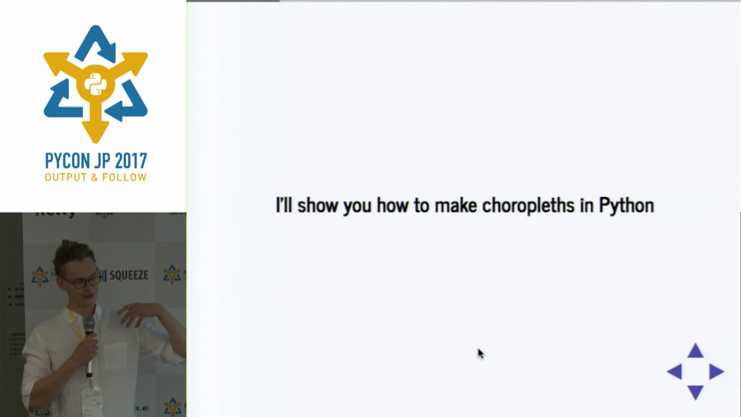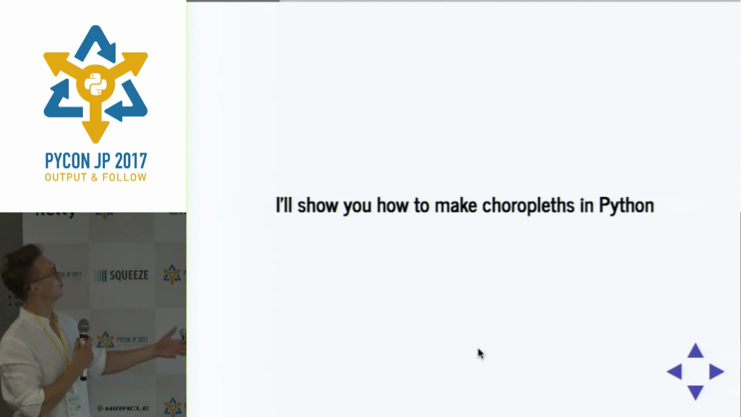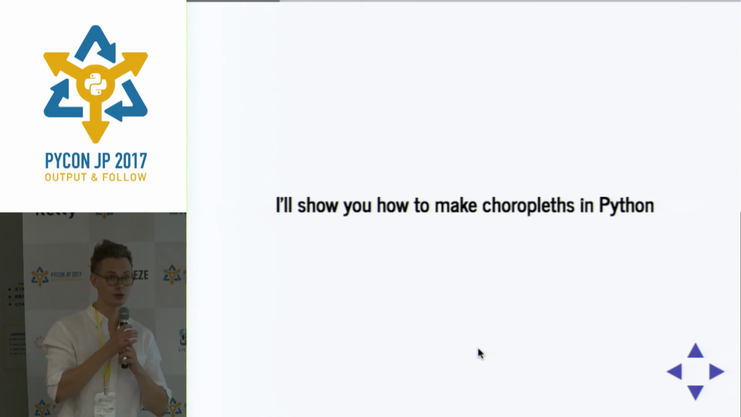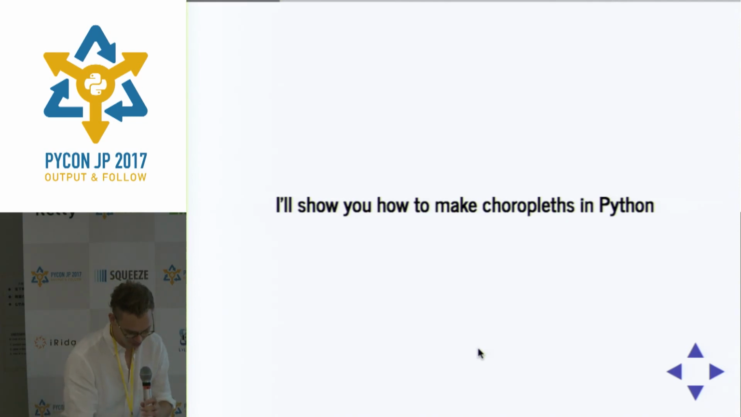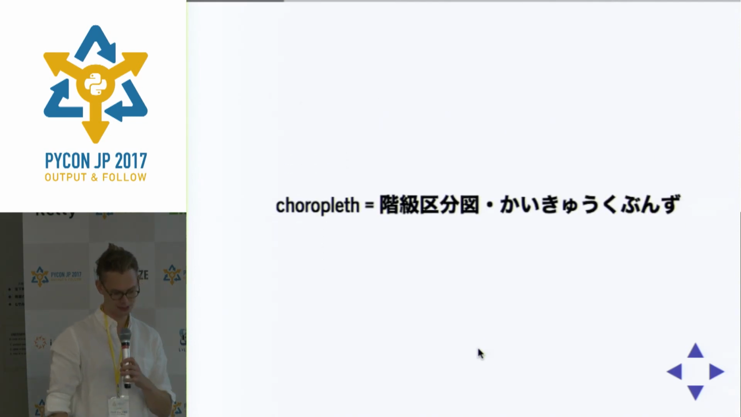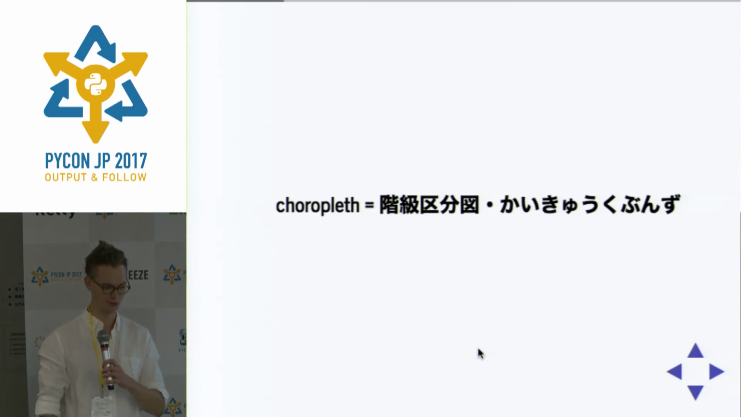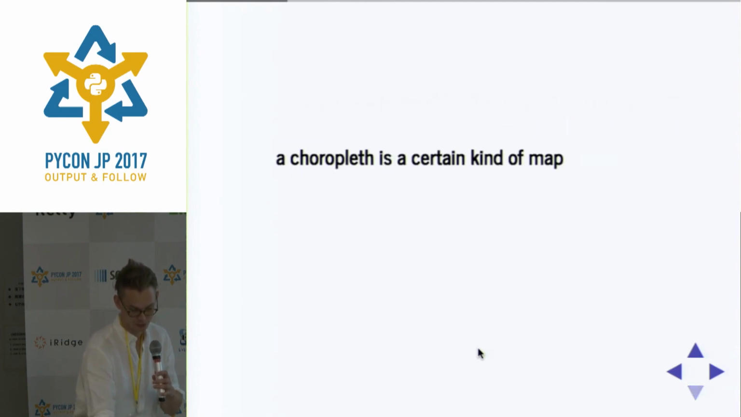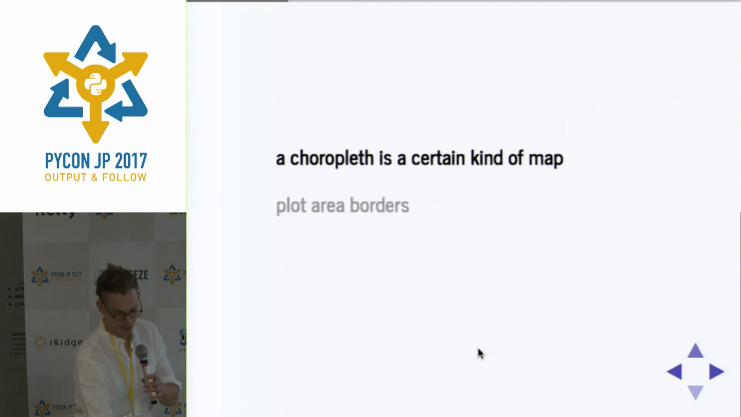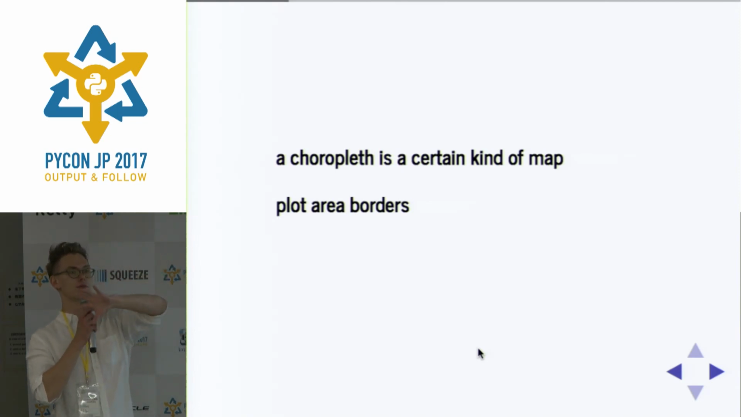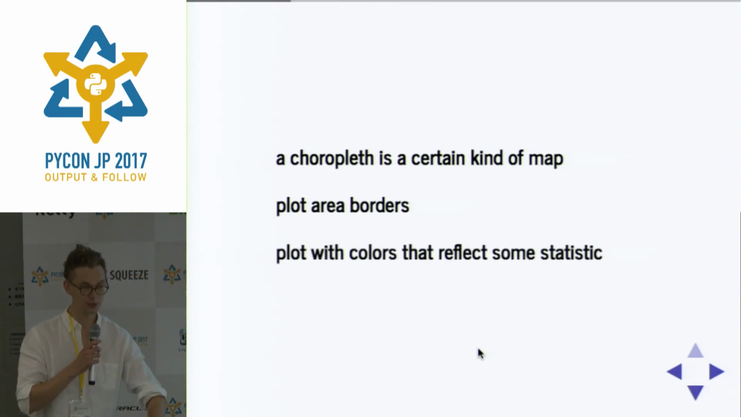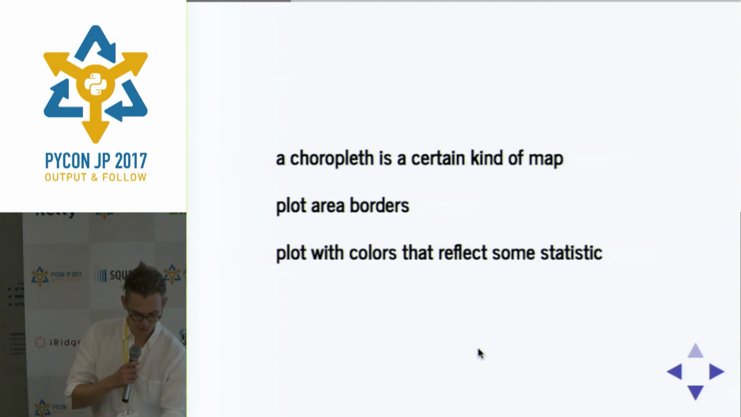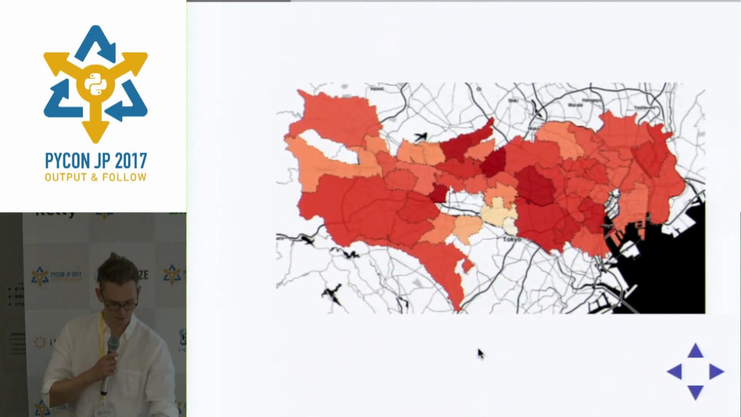So I'll get into the actual code soon, but just a bit more specification. I'm going to show you a specific type of map called a choropleth, and this is very hard to pronounce for me. Choropleth. In Japanese, it's kaikyu kubunzu. I'd never seen this word before. But really, a choropleth is just a kind of map where you have some areas and you plot the borders, and then you give a color to each area, and the color reflects some statistic that you want to show. So this is a choropleth.